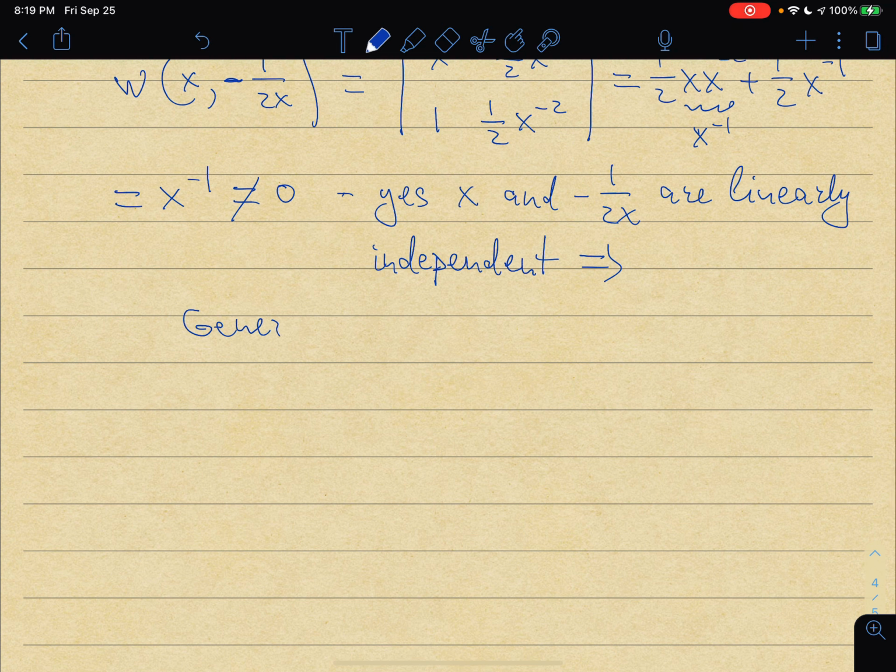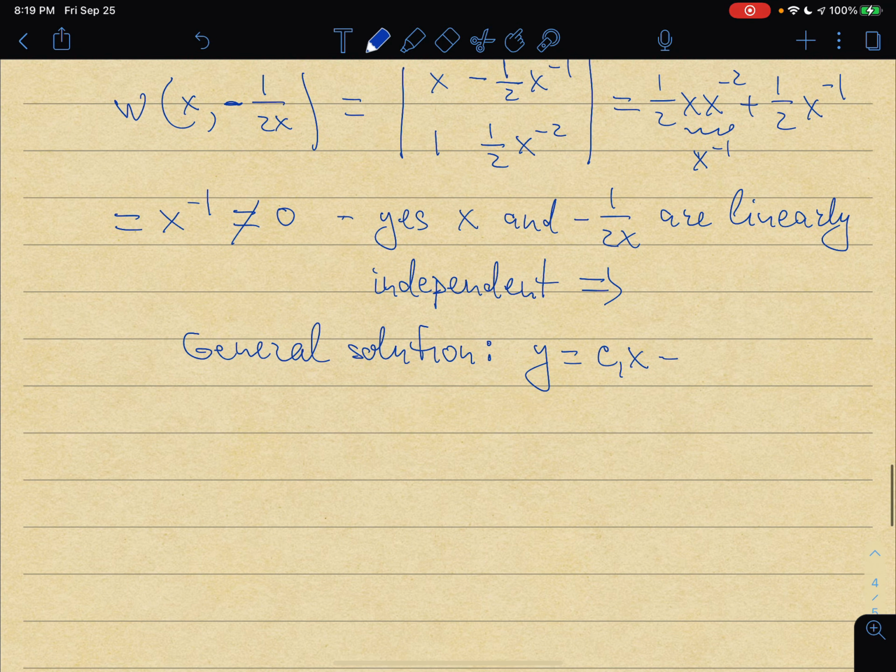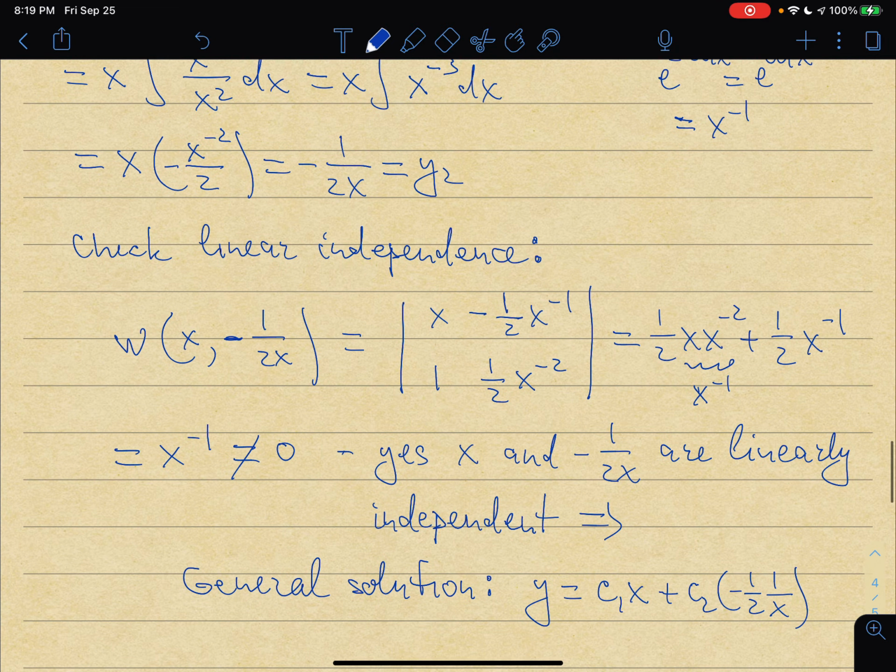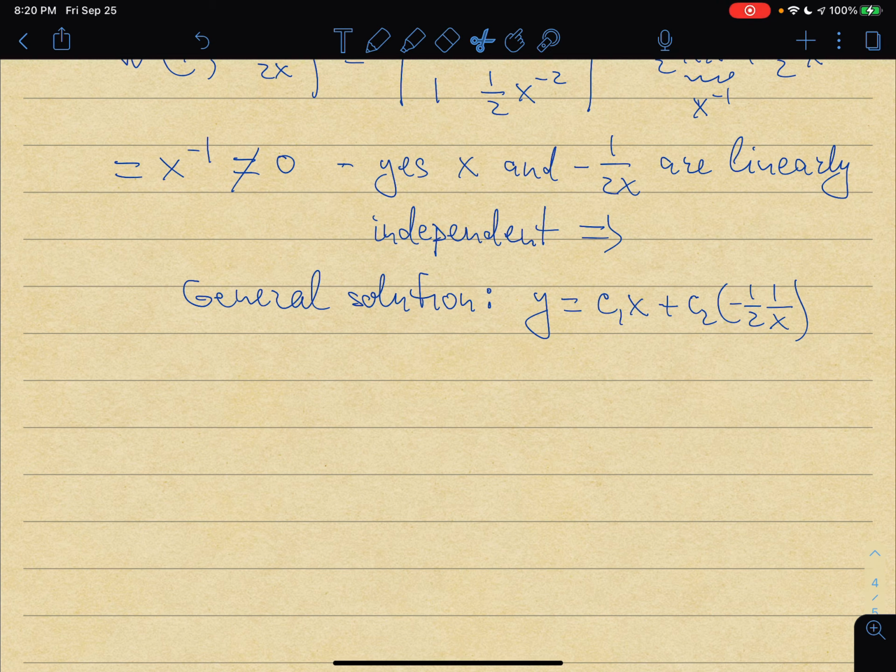So x and minus 1 over 2x form a fundamental set. So the general solution is going to be y equal to c1 x plus c2 times minus 1 half 1 over x. But now I also notice that if I multiply minus 1/2 by C2, C2 is a generic constant, so minus 1/2 times a generic constant is still a generic constant. So I can rewrite this expression as C1 x plus C2 over x and forget about minus 1/2. In this case, the constant minus 1/2 is absorbed by the generic constant C2.